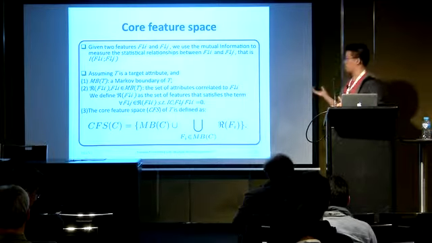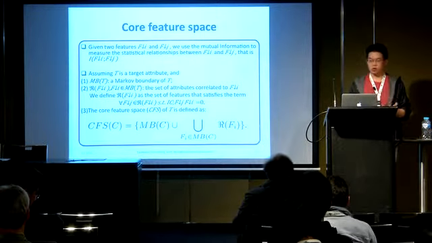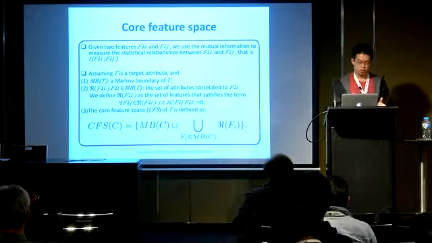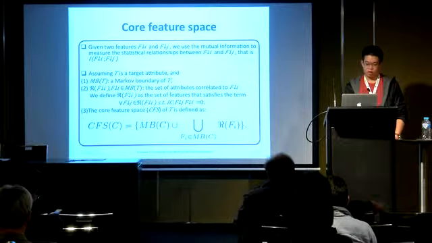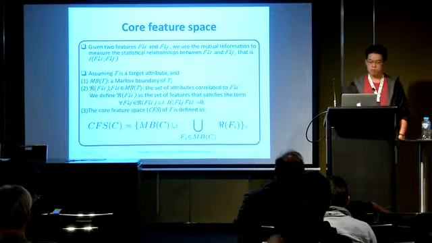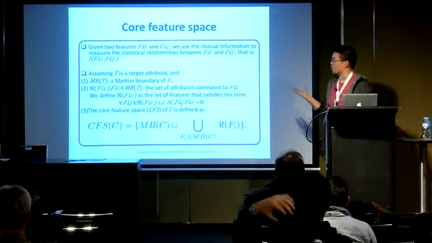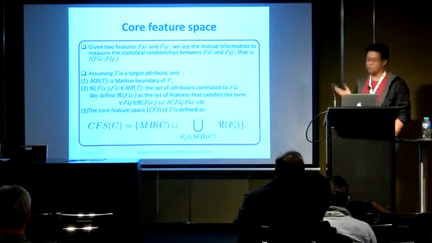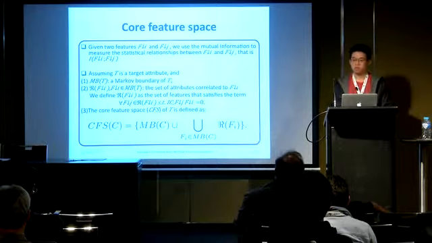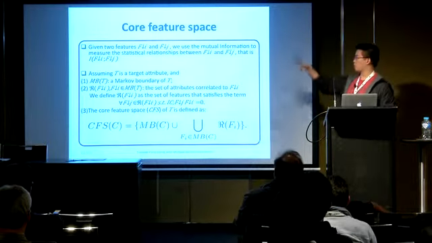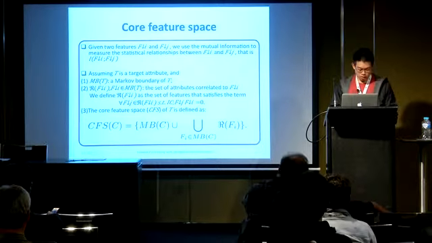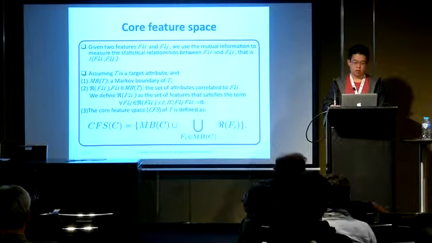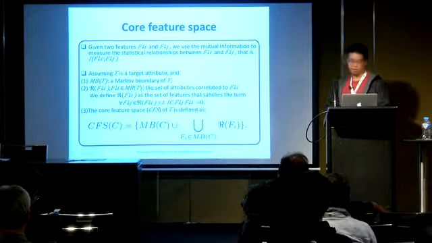This slide is basically going over the main parts of the algorithm. Assuming T is a target attribute, we denote the Markov boundary as MB of T. Sorry, the notation is off, I think because the PowerPoint was made on a Windows machine and this is a Mac. But the down arrows mean subscript and the up arrows mean superscript. So MB of T is a notation for the Markov boundary of T.